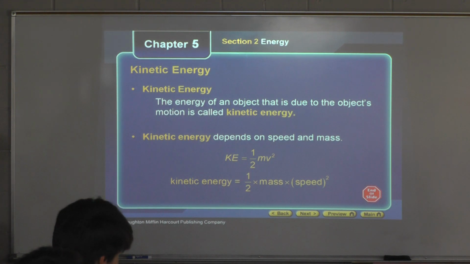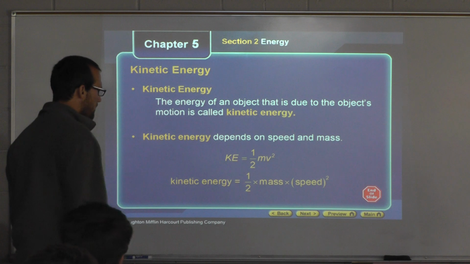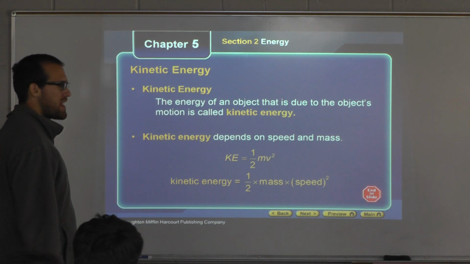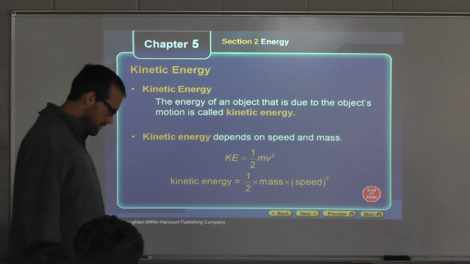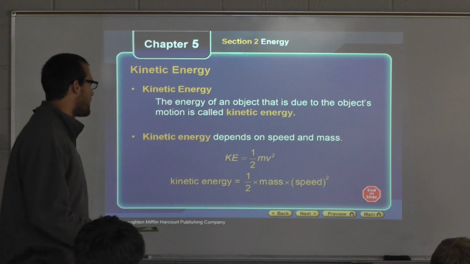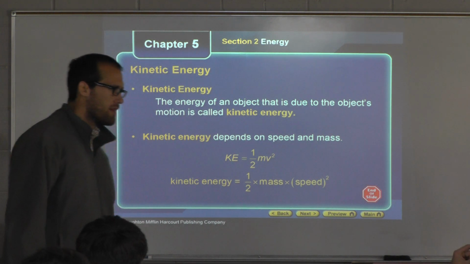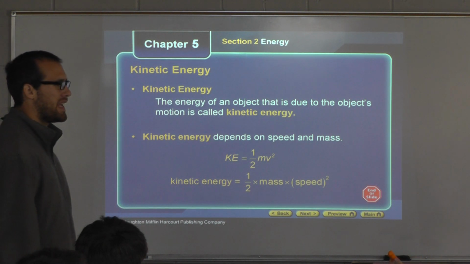So here you go. Kinetic energy is the energy due to the object's motion. So here are the two variables that depend on how much kinetic energy it has. What are the two variables? Speed and mass. Okay. Speed and mass. Which one is more influential?